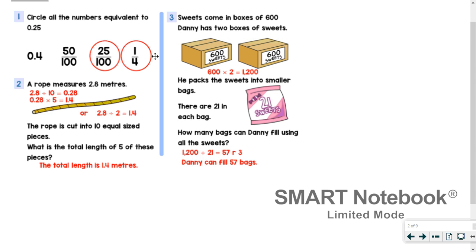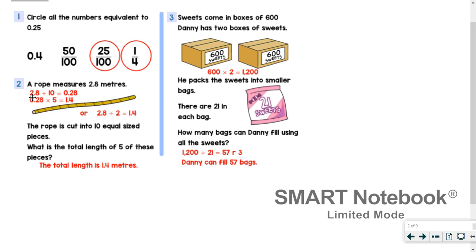So a rope measures 2.8 meters. The rope is cut into 10 equal sized pieces. What's the total length of 5 of these pieces? Now you could straight away have said the rope's cut into 10 pieces, what's the total length of 5? So 5 is half of 10. So if we just chop 2.8 in half, we'll have our answer, 1.4.